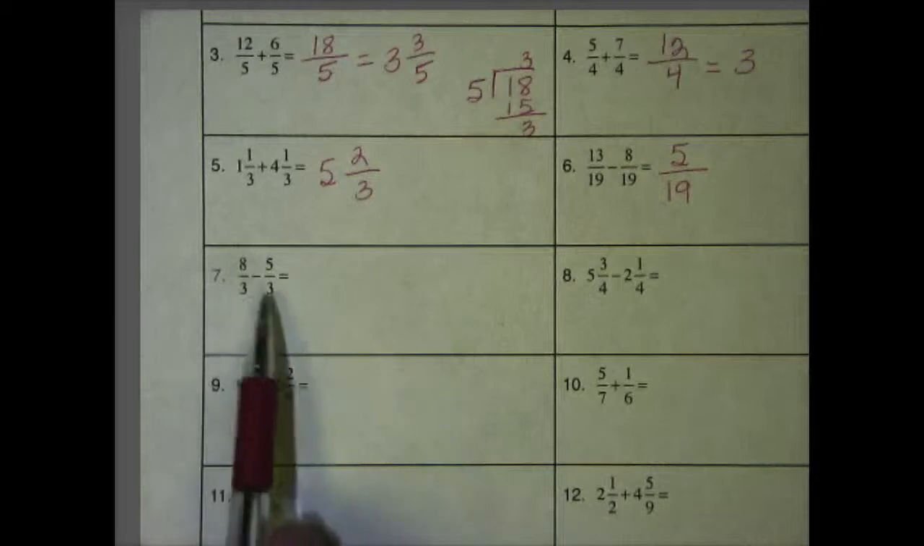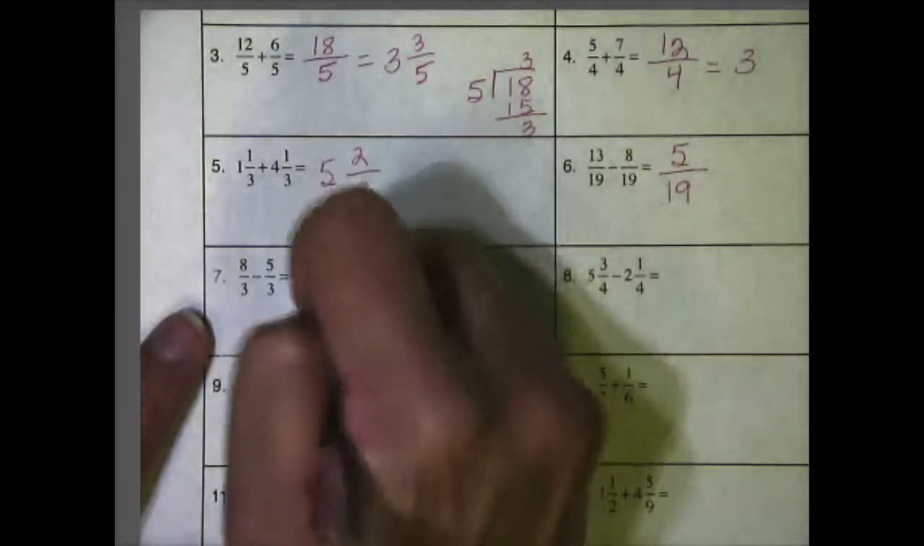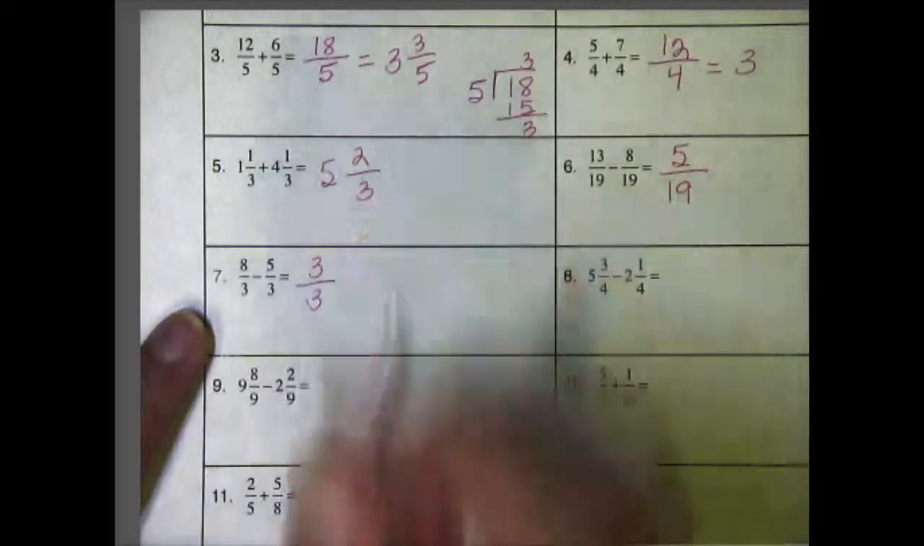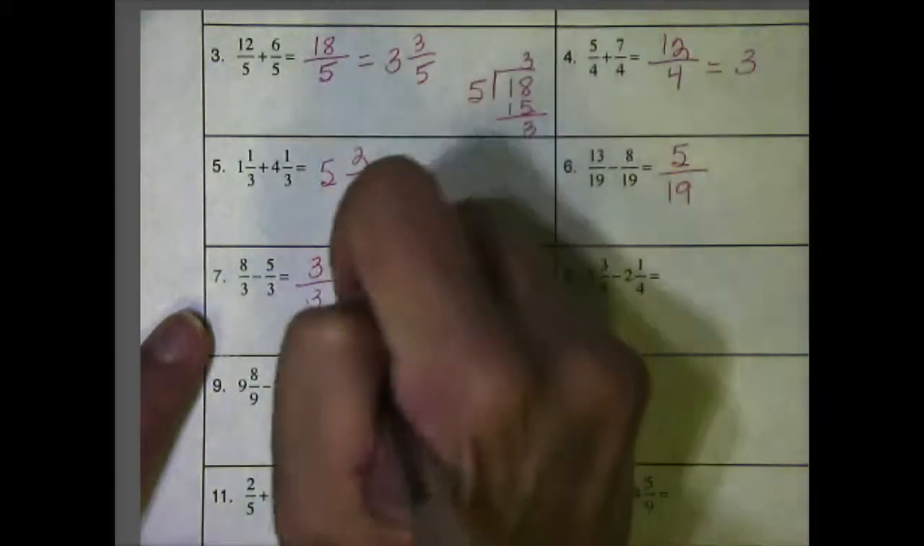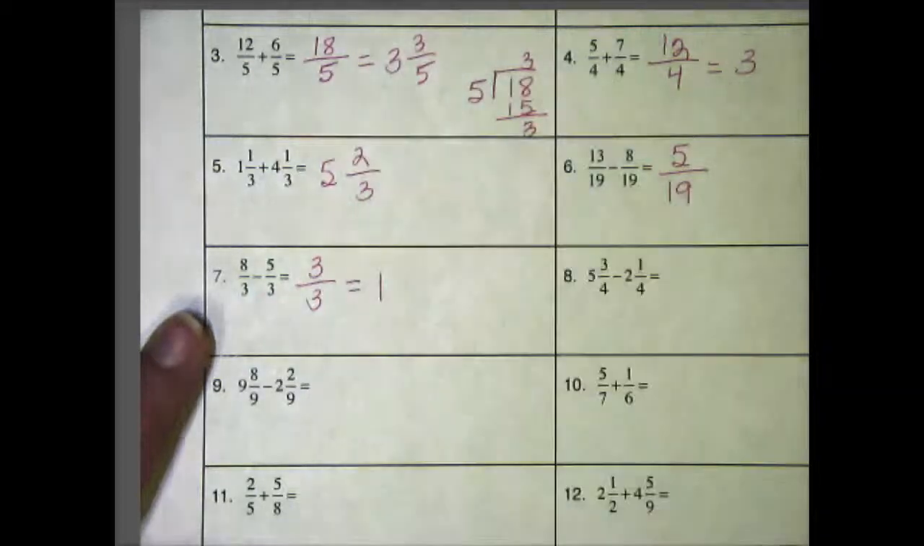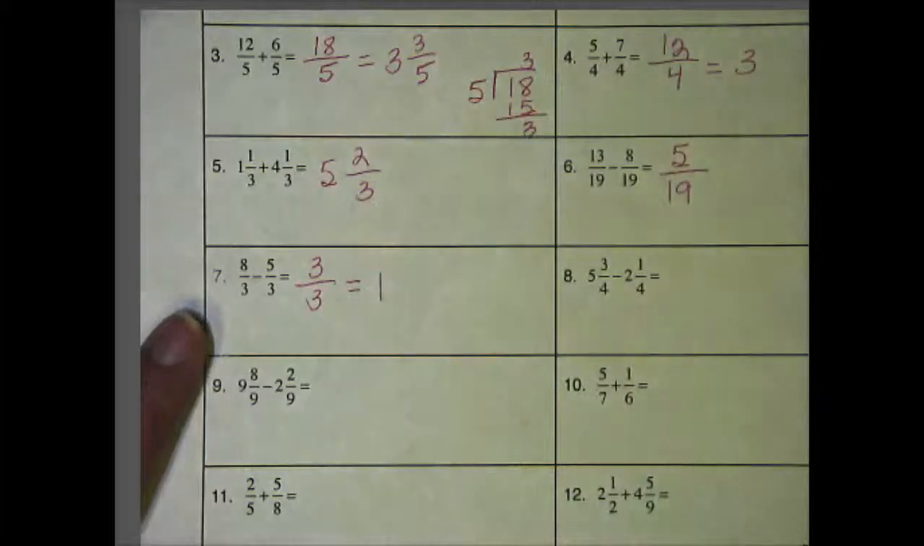Again, we have common or like denominators, so we subtract 8 minus 5 is 3. Denominator stays the same. Well, anytime we have the numerator and the denominator the same, we know that the answer is 1 because 3 divided by, remember this line means divided by, 3 equals 1. Let's take a look at number 8.